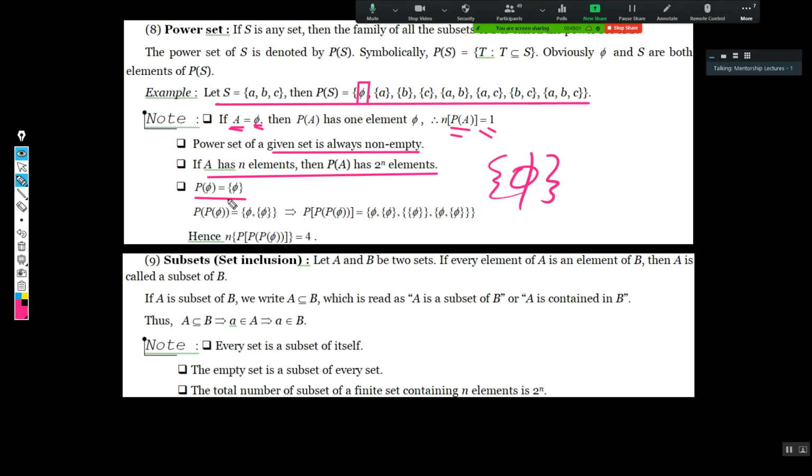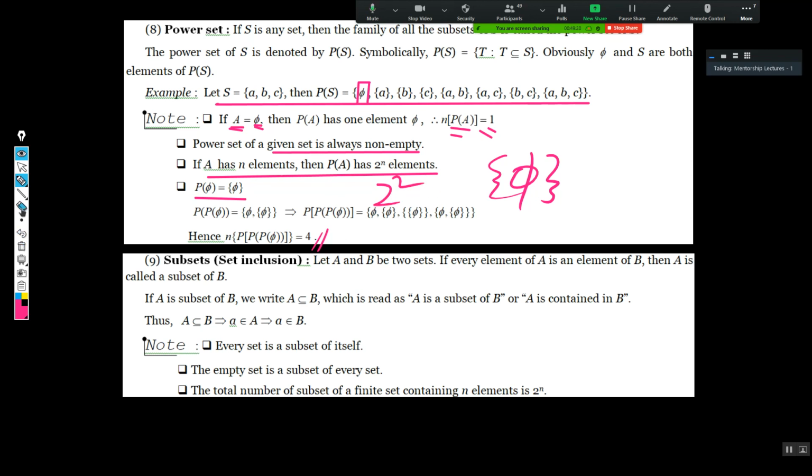Set of phi. P of phi means one element phi will be there and another subset phi will be there. So 2 will be there. P of phi means phi, set of phi, and double set of phi, and phi comma phi in a set. Like that it can be written. Then you will have 4 here. That is nothing but 2 square.